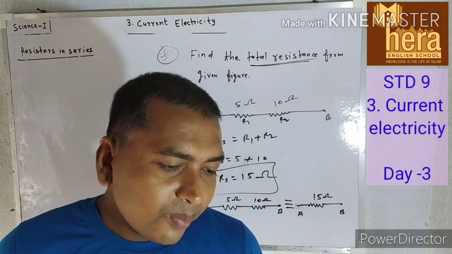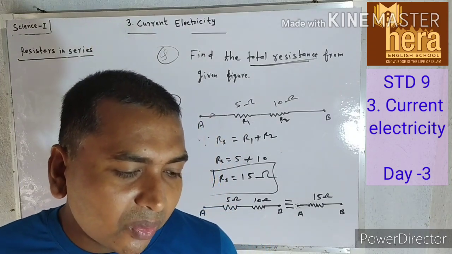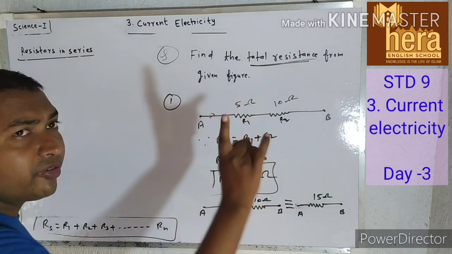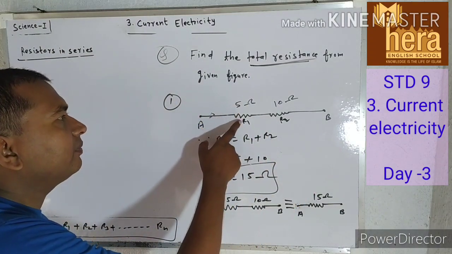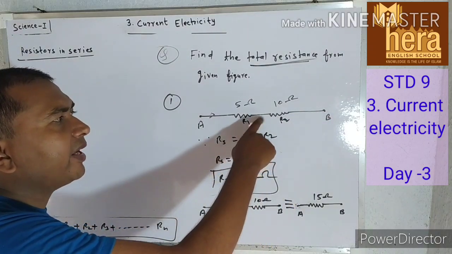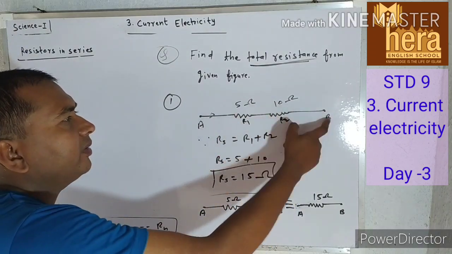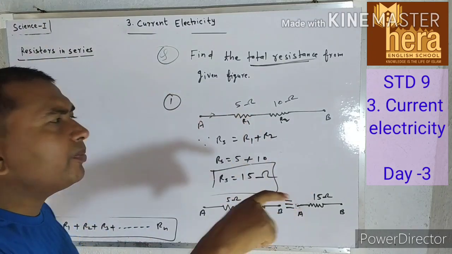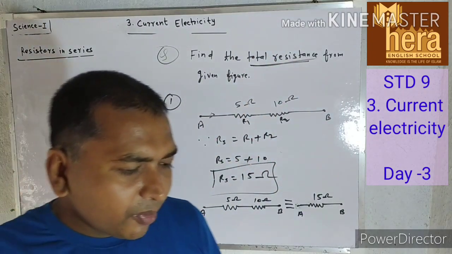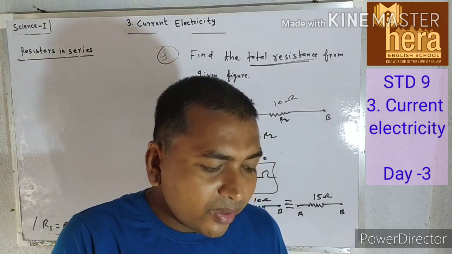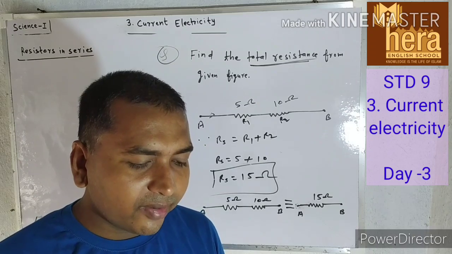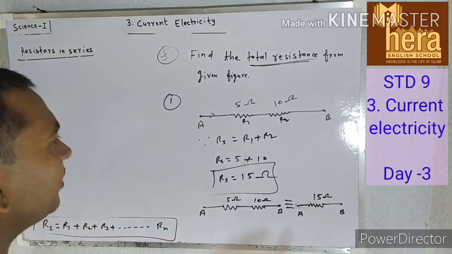Third point, the potential difference between the two extremes of the arrangement. Two extremes of the arrangement means what? One is here and one is here. This is not an extreme, this is in between A and B. Two extremes means one point is here and another point is here. The potential difference between the two extremes of the arrangement is equal to the sum of the potential differences across individual resistances. I have already explained to you.